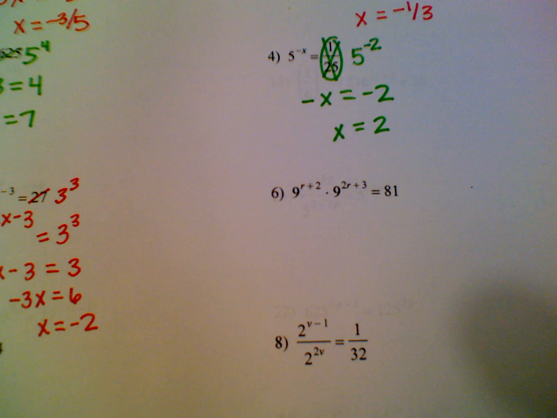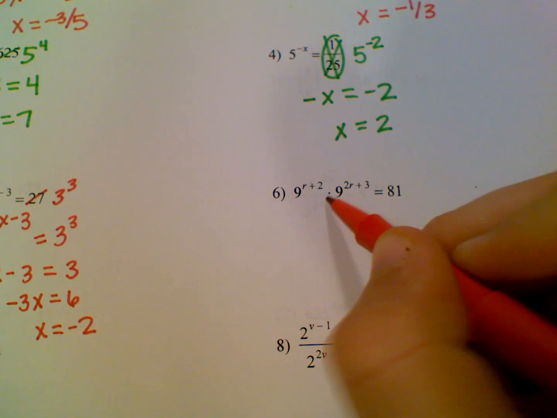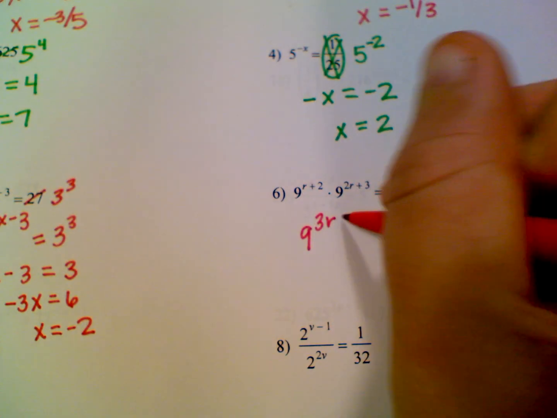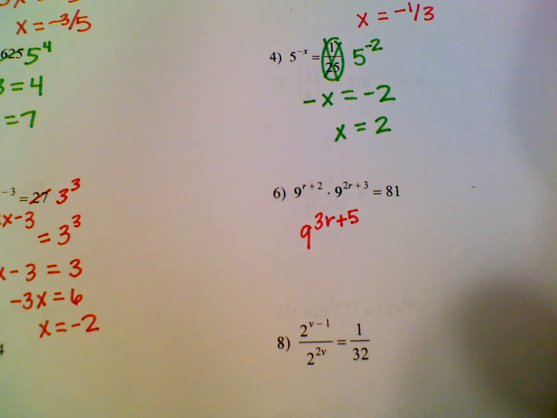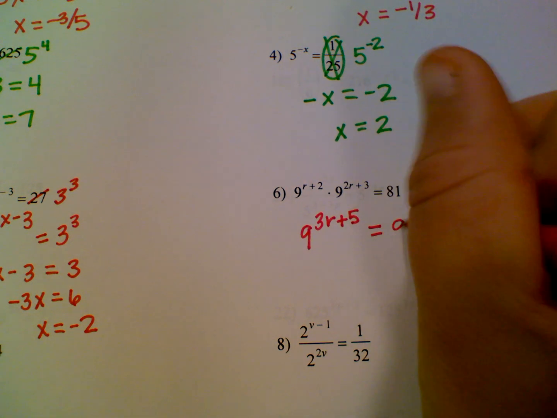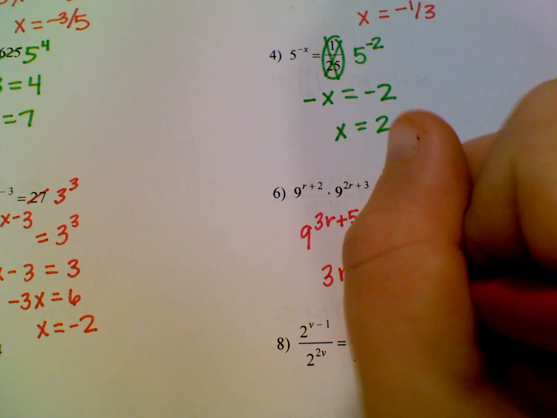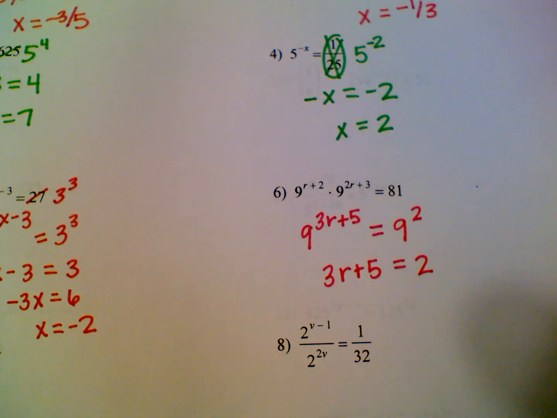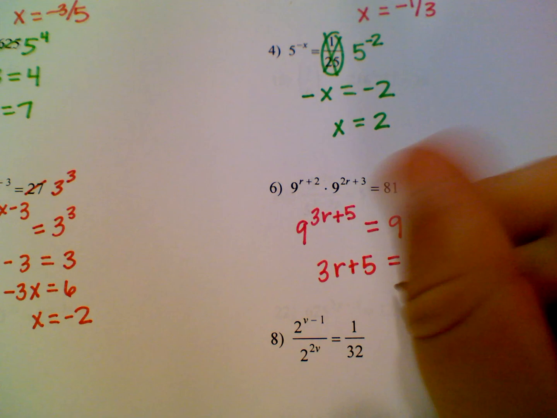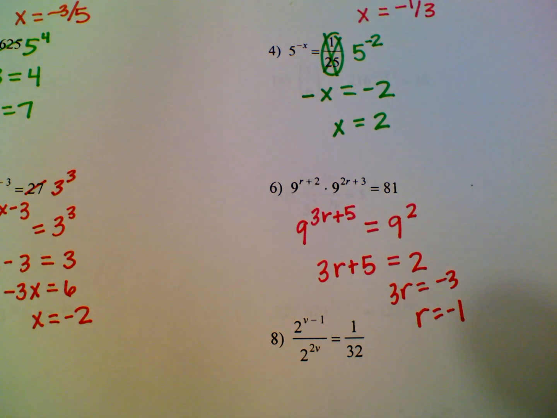All right, so here's another example of this. Instead, these though are base 9. So base 9 times base 9 means you can write it as 1 base 9 and add your two exponents together. So as you add those together, go ahead and just combine your like terms. And then 81 is 9 to the power of 2. So this would be 3r plus 5 equals 2, because now we have two bases that are equal to each other. Finish solving, we'd have 3r equals -3, so r is -1.